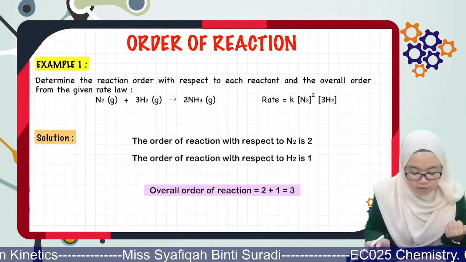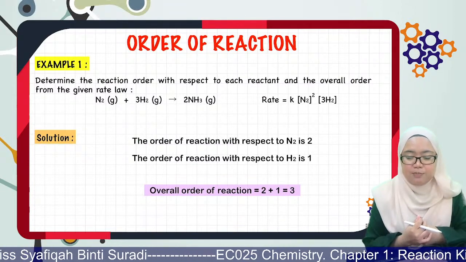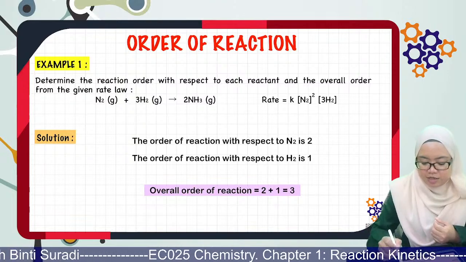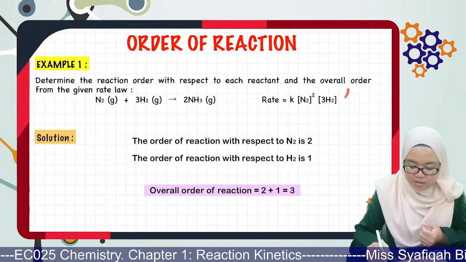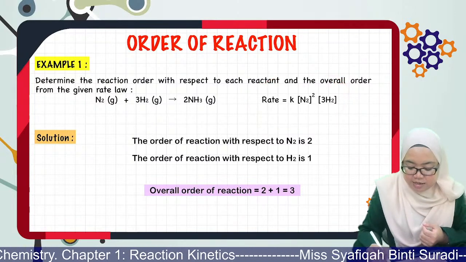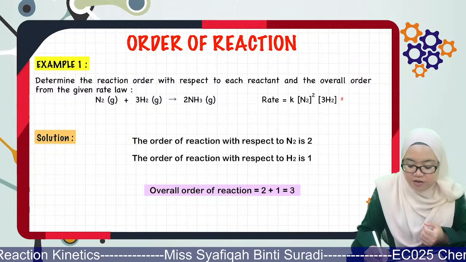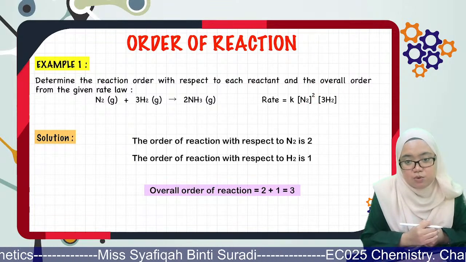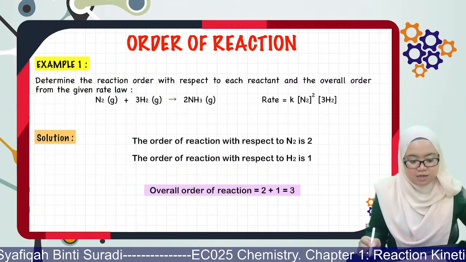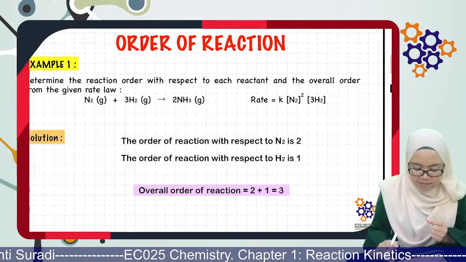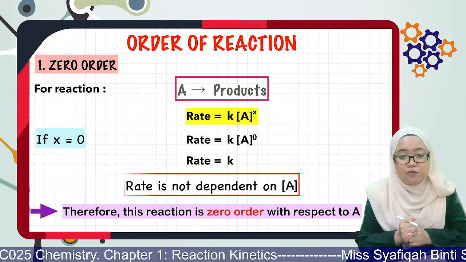Okay. So here we have an example, to detect in our rate law equation which one is our order of reaction. So for this rate law, we know that this is the second order reaction with respect to nitrogen, and this is the first order reaction with respect to hydrogen. Okay, and the overall order of reaction here is 3.